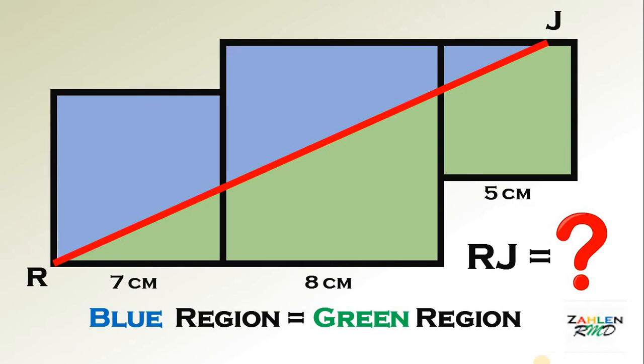Three squares of side lengths 7 centimeters, 8 centimeters, and 5 centimeters are put together to form a new figure as shown. Line segment RJ divides the figure into two parts with the same area. The question is, what is the length of segment RJ? Now, if you want to try this problem, just pause this video, and if you're ready, here's the solution.